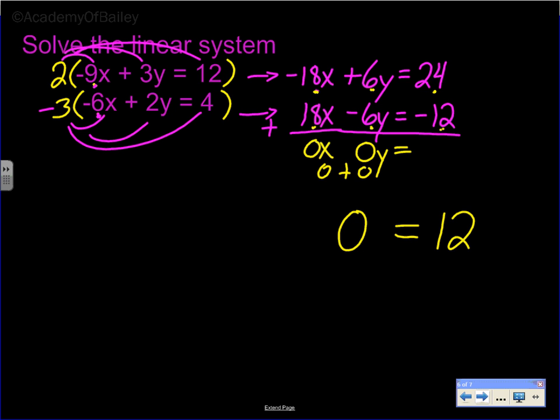And everybody knows that 0 is not equal to 12. But when we use linear combinations to work this out, this is what we're getting, which is a false statement. 0 is not equal to 12. So if this is a false statement, we're going to say that this linear system has no solutions. And do you remember what type of lines have no solutions for a linear system? Those would be parallel lines. Parallel lines will never intersect, so we have no solutions there.